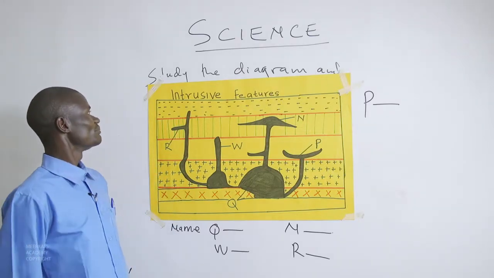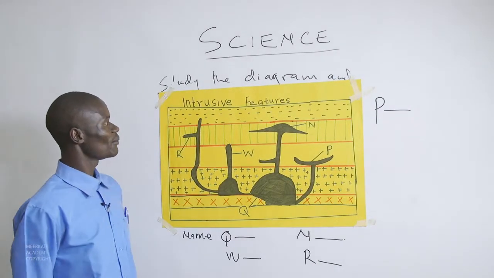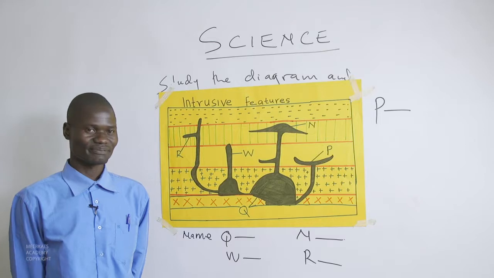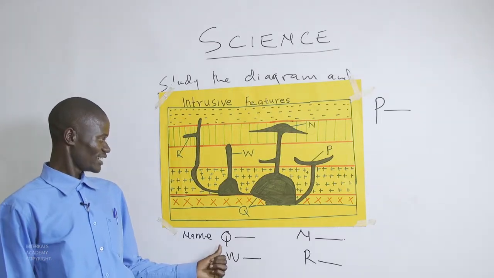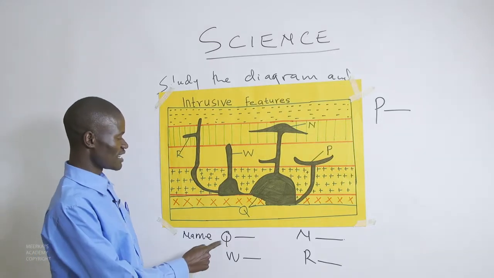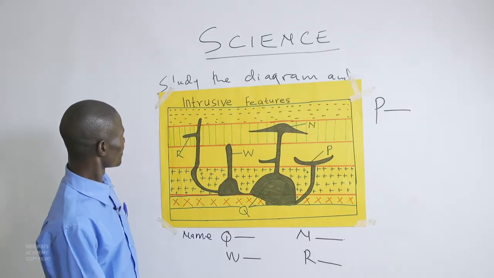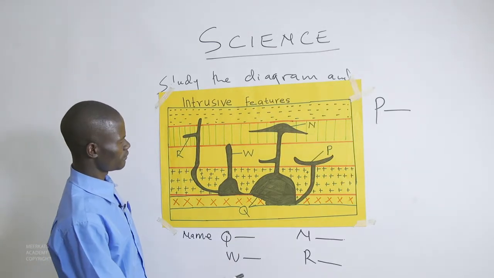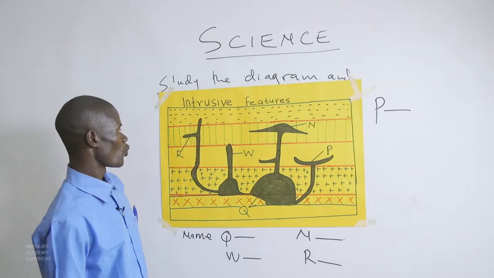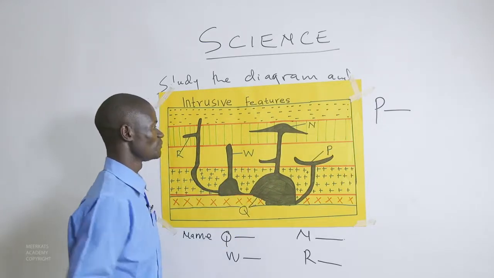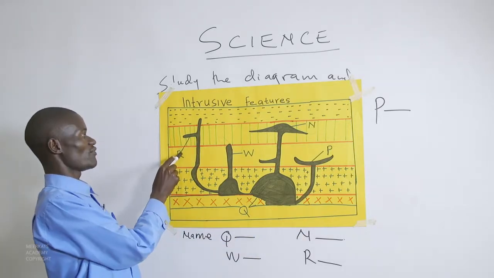This diagram, as you study it carefully, shows some of the intrusive features. Are you able to identify them? Therefore, identify the part named Q. This is Q. This one is W. We have N. We also have P, and we have R.